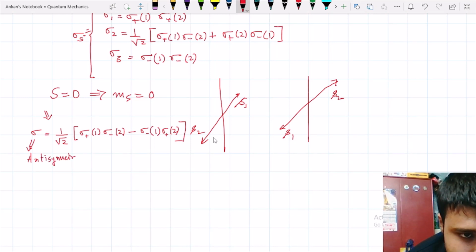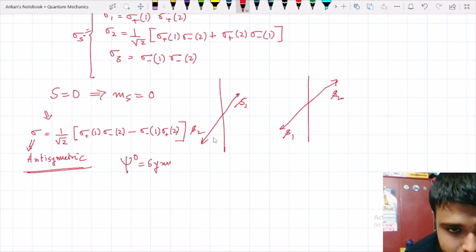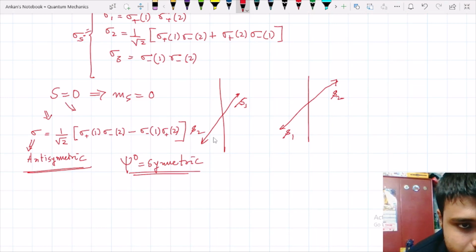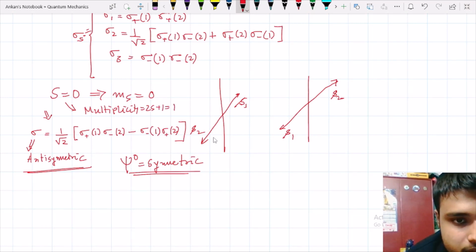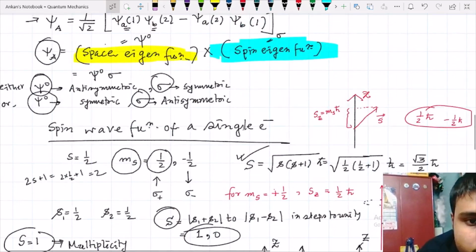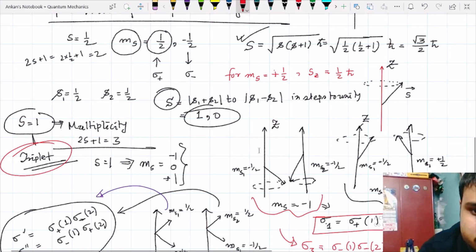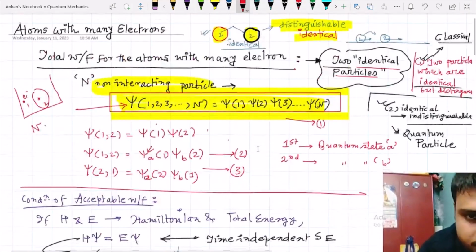Because the spin function is antisymmetric, the wave function, that is the spatial wave function, should be symmetric here. So this is the case for the singlet, because here multiplicity 2s plus 1 equal to 1 corresponds to singlet, and this is for triplet. Okay, thank you very much.